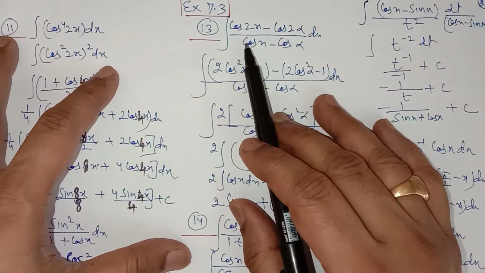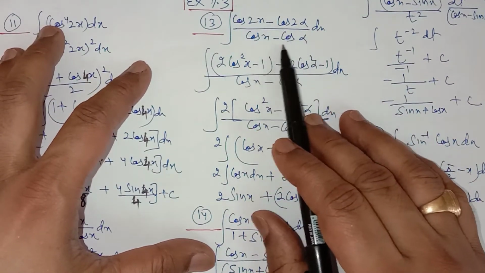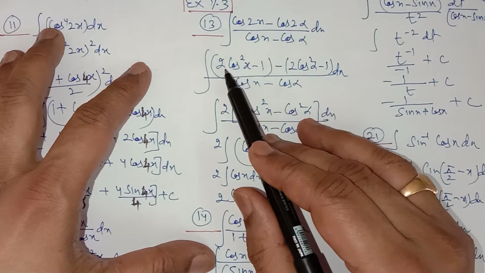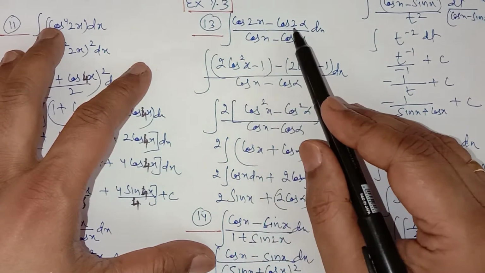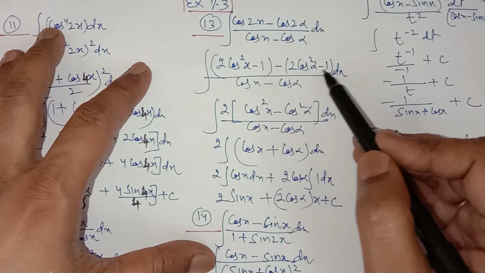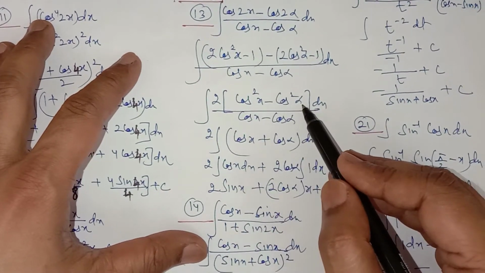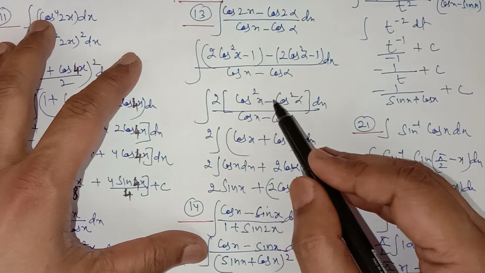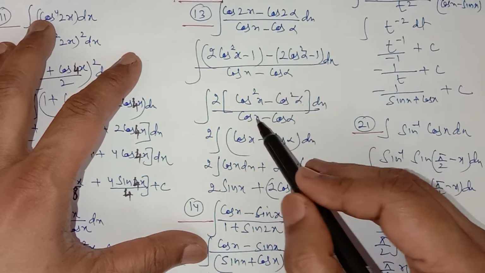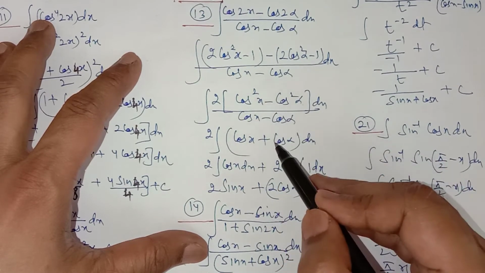Now in question number 13, it is a very good question. It is cos 2x minus cos 2 alpha upon cos x minus cos alpha. Replace the value of cos 2x in terms of cos, which is equal to 2 cos square x minus 1. Replace the formula of cos 2 alpha, which is equal to 2 cos square alpha minus 1. 1 and 1 will cancel out. Take 2 common. It will become cos square x minus cos square alpha. Using the formula of a square minus b square, a plus b, a minus b, the cos x minus cos alpha will be cancelled out. So I am getting only cos x plus cos alpha.